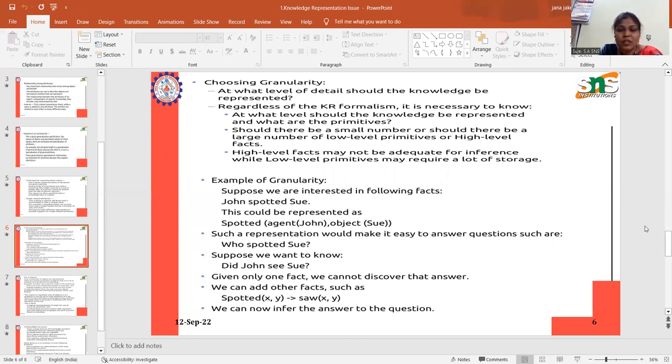Suppose we are interested in the following facts. John spotted Sue. This could be represented as spotted agent John object Sue. Such a representation would make it easy to answer questions such as who spotted Sue? Suppose we want to know, did John see Sue? Given only one fact, we can't discover that answer. We can add other facts such as spotted X Y implies saw X Y. We can now infer the answer to that question.